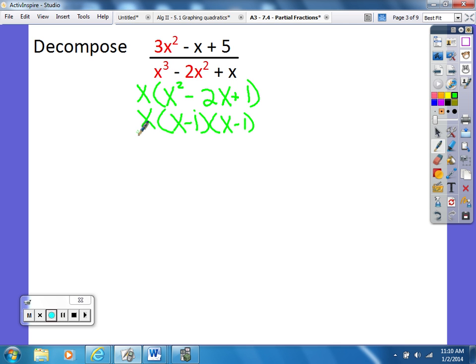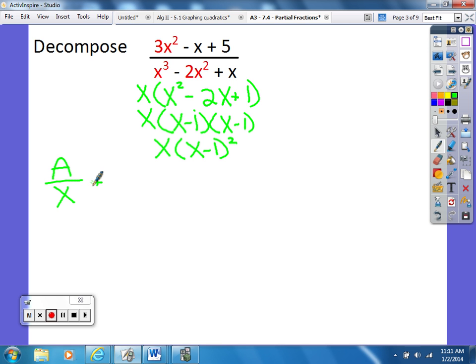Okay? Now I'm actually going to rewrite this. How many x minus 1s do I have? So really I should write that as x minus 1 squared. So now we're going to try to write our fractions. Well, we'll start with A. And A is going to be over which one? X. Plus. Notice x minus 1, is that linear?